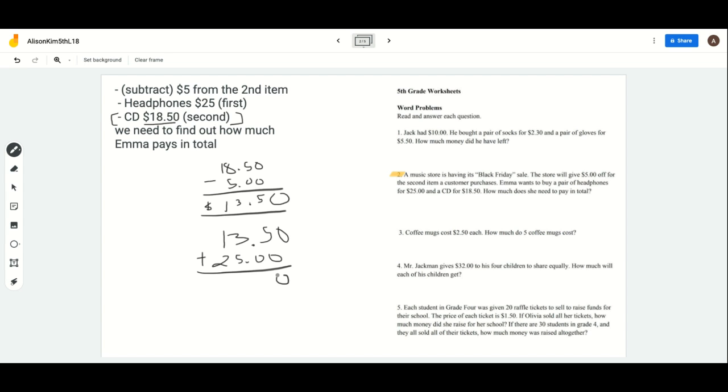So we get 0, 5, and then we bring down the decimal, and then 3 plus 5 is 8, and 1 plus 2 is 3. So our total that Emma pays, let's write it down, Emma pays a total of $38.50. Let's highlight that so that you know that this is your final answer. $38.50. And that's going to be your answer for number 2.